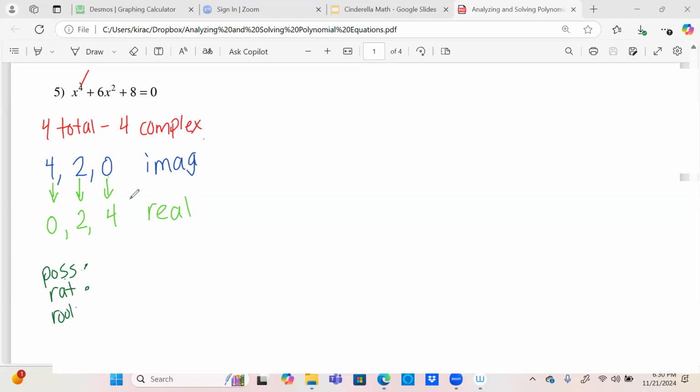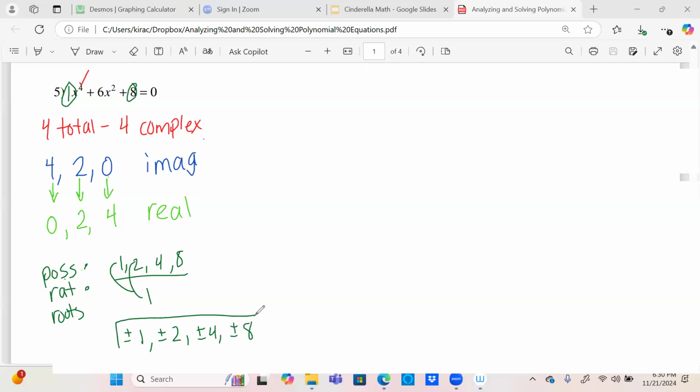roots. Take the back number, 8, list its factors, 1 times 8, 2 times 4. Take the front number, list the factors of 1, which is just 1, and divide. 1 divided by 1 is 1, 2 divided by 1, 4 divided by 1, 8 divided by 1. Give everything a plus minus. If this thing, not saying it does, has pretty answers, it comes from that box.